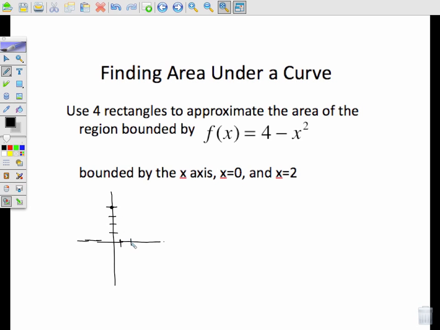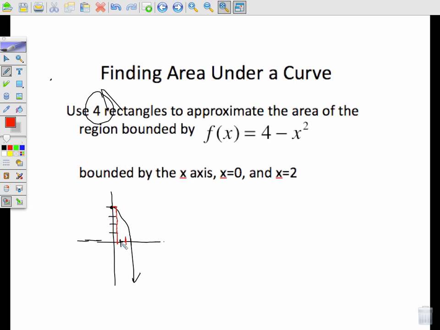Well, what I know is that this quadratic actually crosses the axis there at 2. What I want to do is use 4 rectangles here to find the area. When I do that, you divide your interval into 4 parts. So I've got 4 rectangles here. Each of these segments is half a unit, and I want to find the area of this rectangle here.